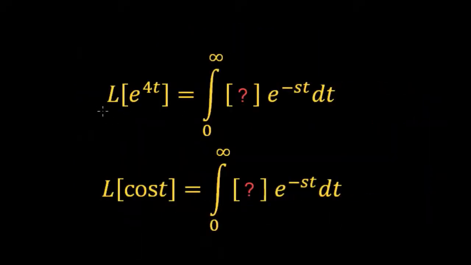So let's look at two examples here. If I was looking at the Laplace transform of a function e to the 4t, that's going to equal the integral from 0 to infinity of something times e to the minus st. So what is that something? Well, the something is simply the function here, e to the 4t. If I was looking at the Laplace transform of cos t, it'd equal the integral from 0 to infinity of something times e to the minus st dt. So what is that something? Well, it's going to be the cos t.